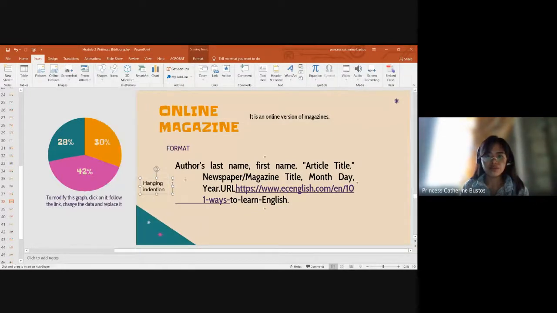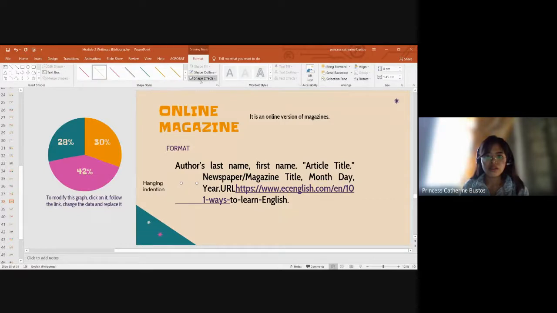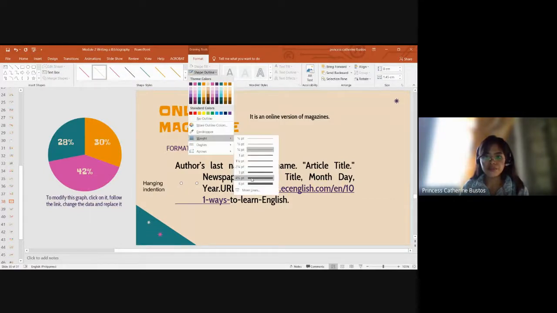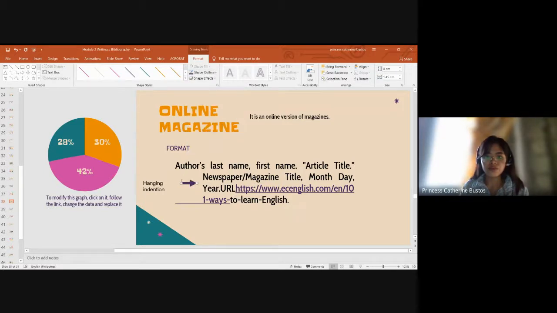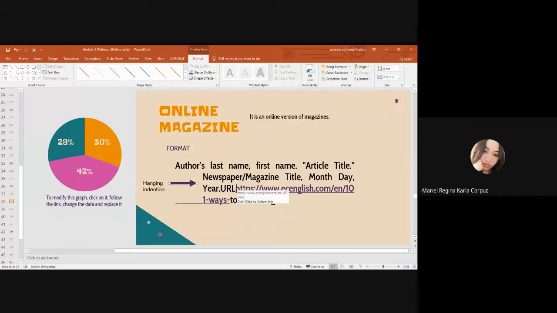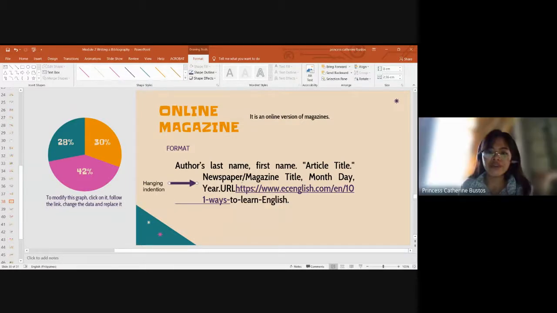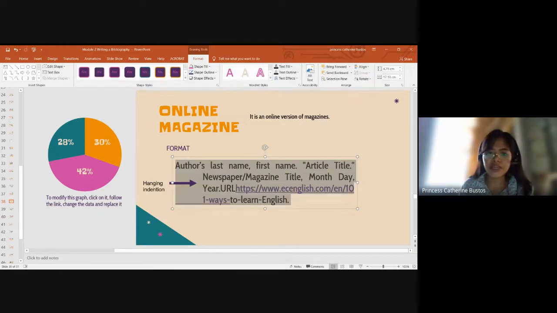Let me show you. That is the hanging indention. There you go. Do you follow? Yes po. Remember that all of your bibliographical entries should be in hanging indention like this. Okay. Now let's continue with the online magazine. I'll share my screen again. Let's try to have an example.